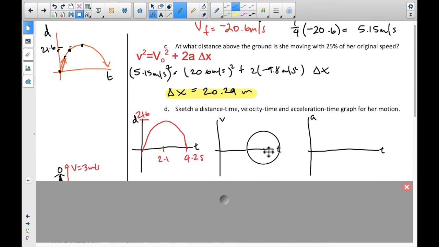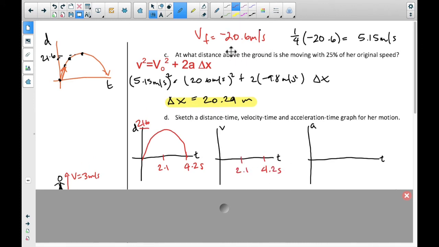Our velocity time, once again, it would go to 4.2 seconds. We said that the final velocity was negative 20.6, and so then we knew that the initial velocity was a positive 20.6 meters per second. And so it starts out at 20.6 meters per second. Halfway through, because of this diagram, halfway through she's at velocity 0. So she starts off, she slows down, and then by the end she's at negative 20.6 meters per second, and so she's going to end up here.